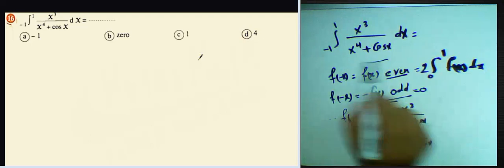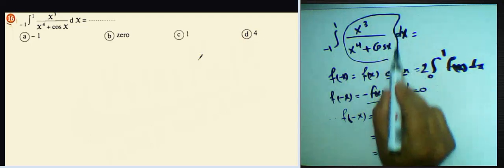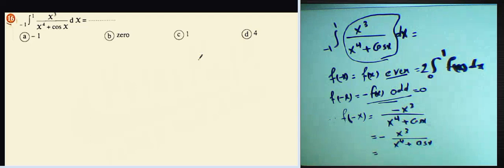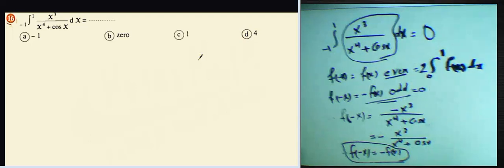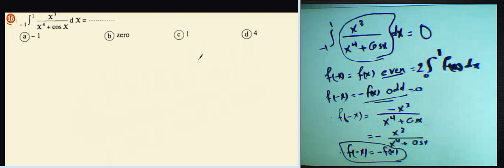This function, what do we call it? f of x. This function f of x. It will be negative f of x. Then f of negative x will be negative f of x. So the result will be equal to 0 for this integration. Okay, the result will be 0.